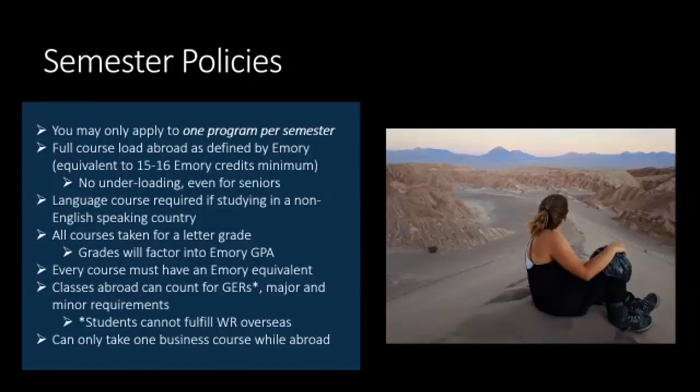Each course that you take abroad must be approved for an Emory equivalent. You can seek credit for major or minor requirements and most GER requirements. Only one course may be approved for a B school equivalent.